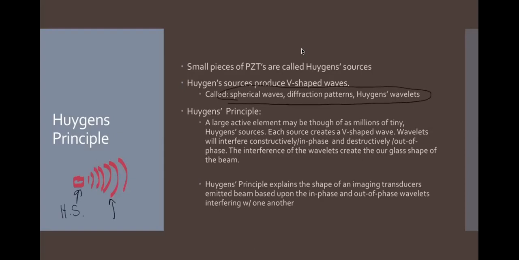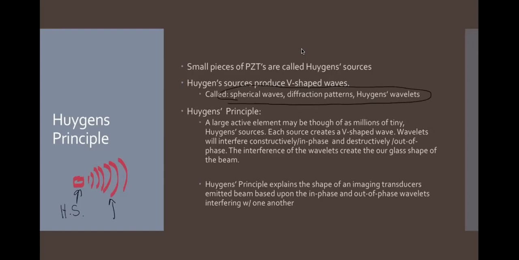And then he says, the reason this principle is kind of funny, right, is that we don't really use really, really small pieces of PZT in the transducer. So he took it a step further. He's like, okay, I have an explanation for using large pieces of PZT. He says a large active element, so a large PZT, can be thought of as millions of tiny ones, or millions of tiny Huygens sources. Each source creates a V-shaped wave. Wavelets will interfere constructively, or in phase, and destructively, or out of phase. The interference of these wavelets creates an hourglass shape of the beam.